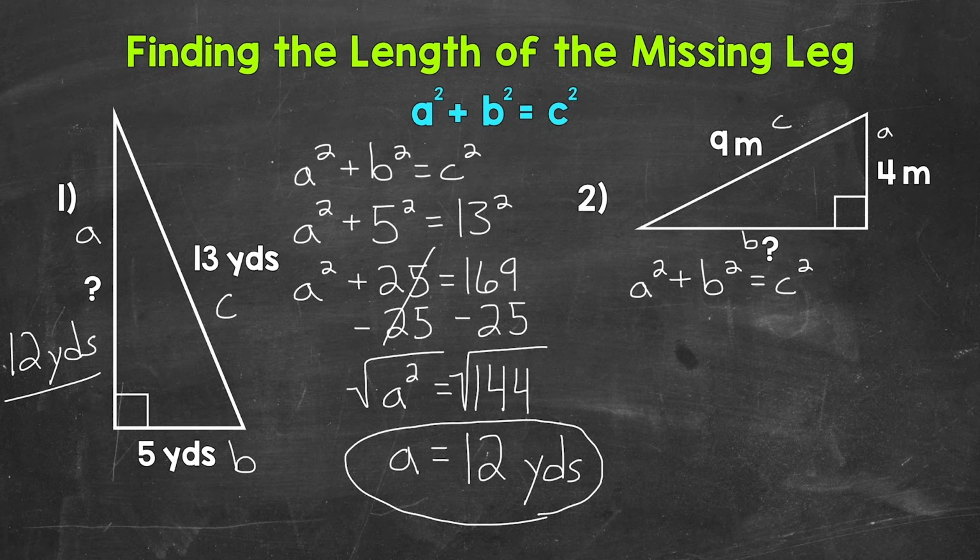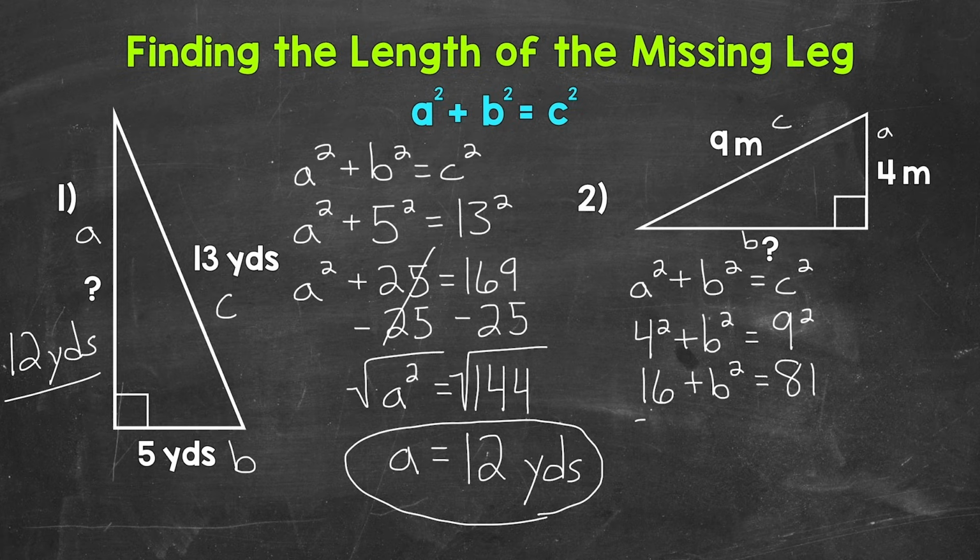So let's start with A squared. So we need A. A is 4 meters, so let's plug in 4. So 4 squared plus B squared. Well, B is the missing leg, so let's keep this as B squared equals C squared. C is 9 meters, so plug in 9, so 9 squared. Let's continue to work through this equation. 4 squared is 16 plus B squared equals, well, 9 squared is 81.